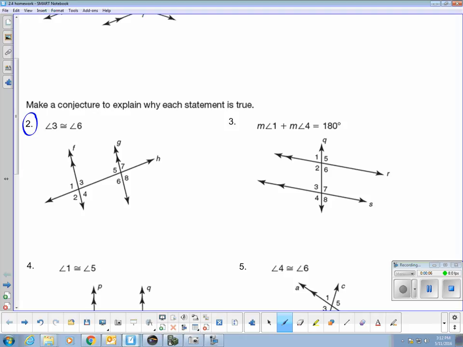Question number 2, which is showing that angle 3 and angle 6 are congruent to each other. And it says to make a conjecture to explain why each statement is true. Now the reason that angle 3 is congruent to angle 6 is because angle 3 and 6 are alternate interior angles.